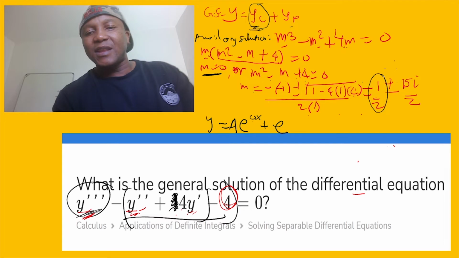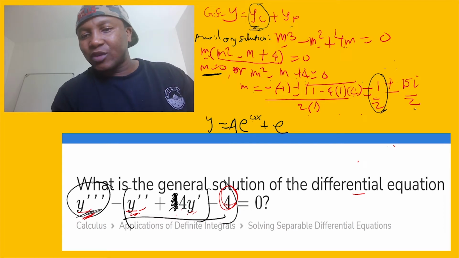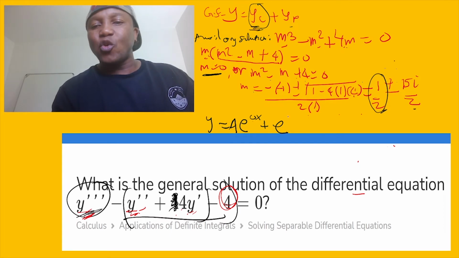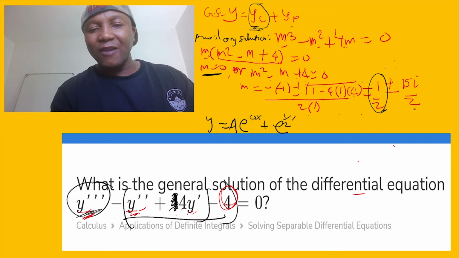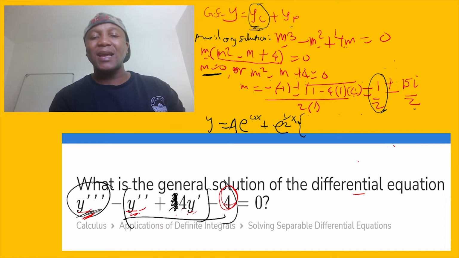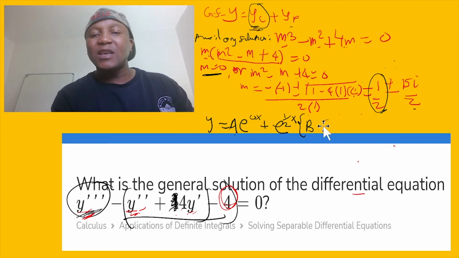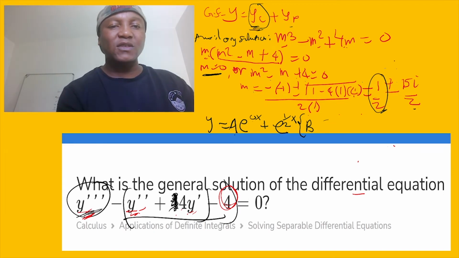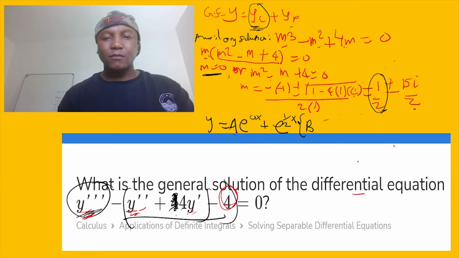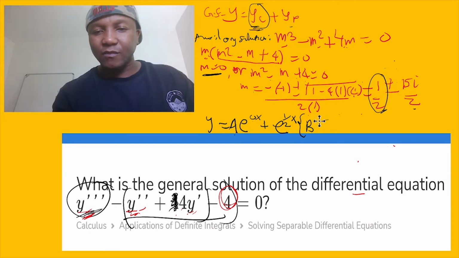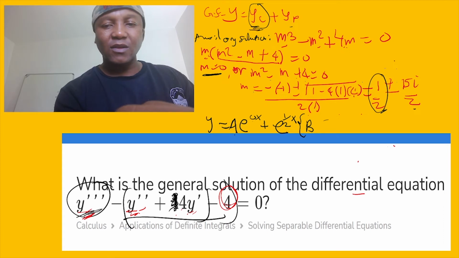Now you write e to the real root, because you got two roots, real and imaginary, which has an i. What's your real root? A half. So you write e to the half x, and then open the bracket: A, this is going to be B now, because this was A, B, and then cos.